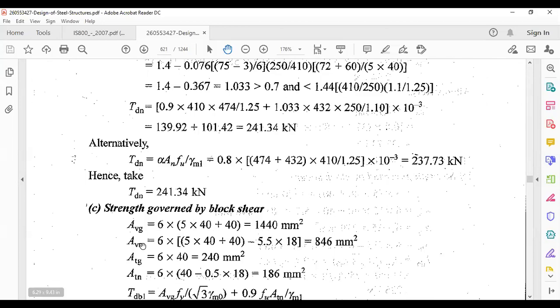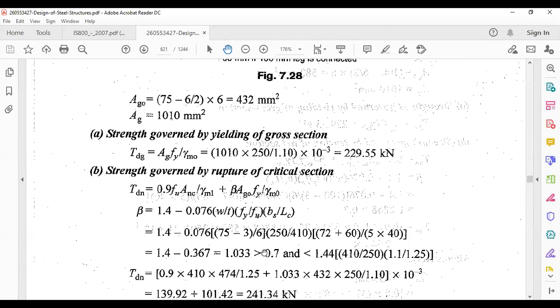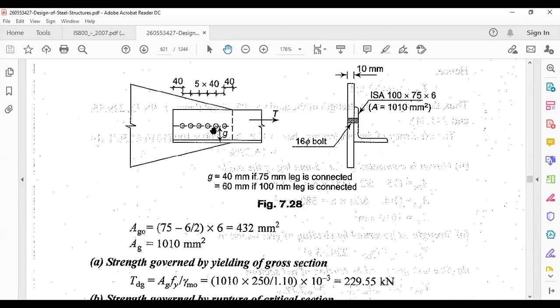Okay, when I am calculating the net area, in this length you need to deduct the bolt holes. There were 5 bolt holes over here, 1 2 3 4 5, plus half the bolt hole diameter coming from this bolt hole. Only half. We are coming up to the center of this bolt hole only. We are not going beyond that.